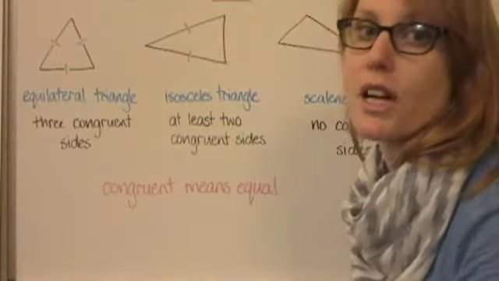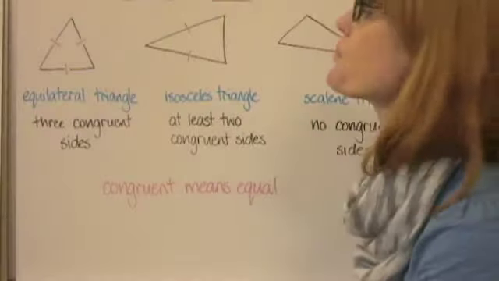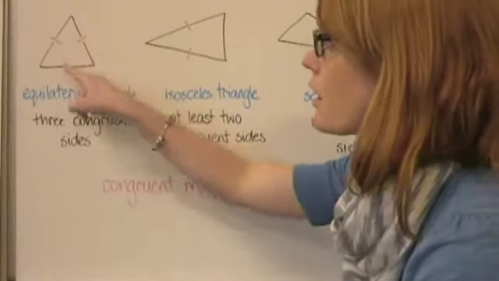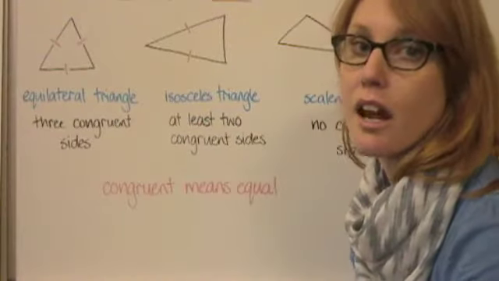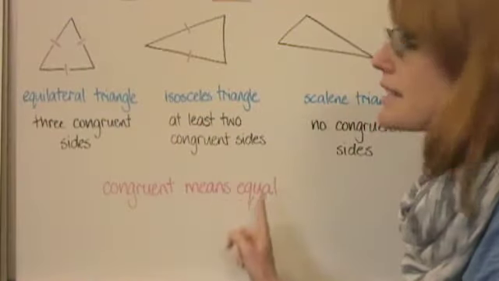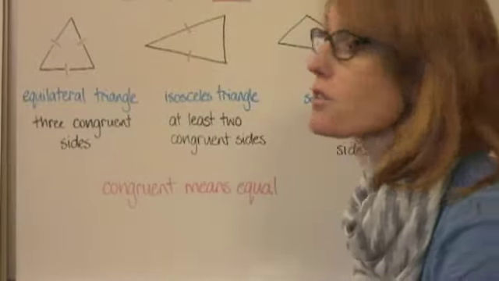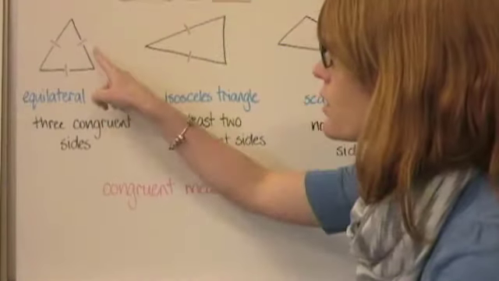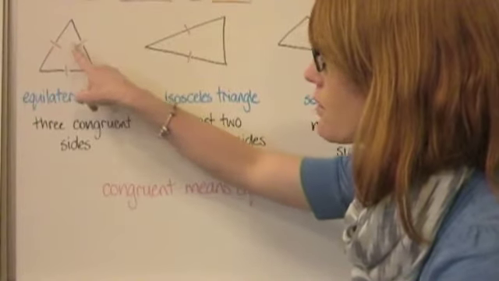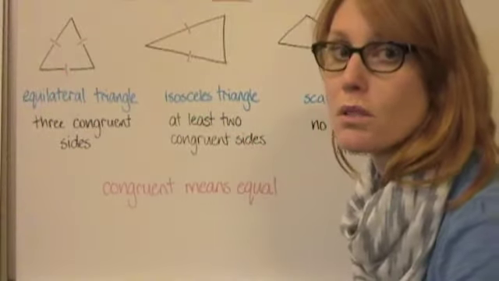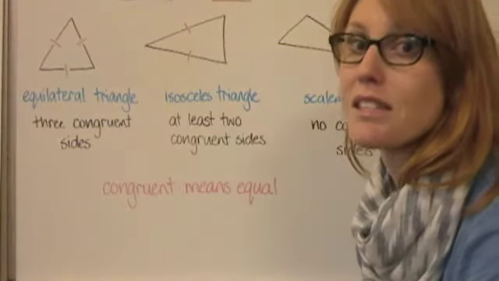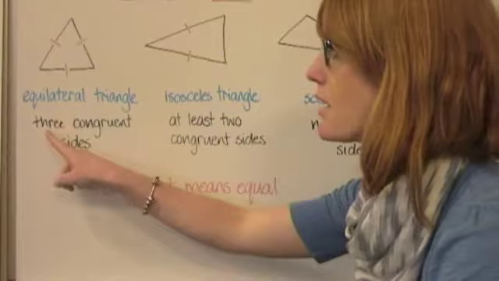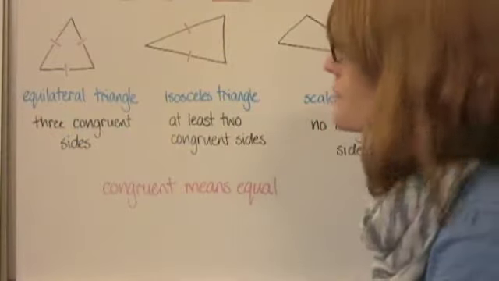We can also classify triangles by their sides. So we have three examples here. These little pink lines represent sides that are congruent, and congruent means equal. So we're talking about those lines or segments being equal in length. So this triangle here has three sides that are all equal to one another. The length of the segments is the same. So we call it an equilateral triangle, and that means that it has three congruent sides.